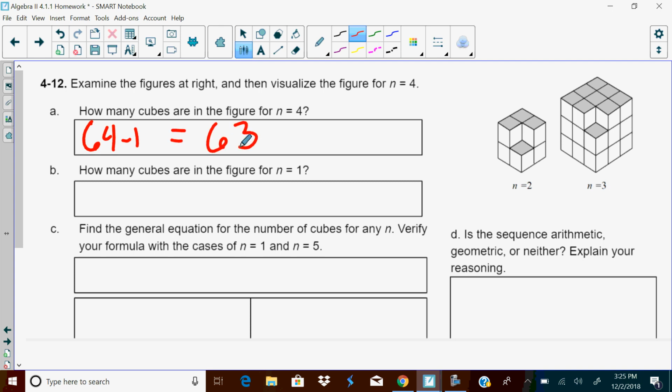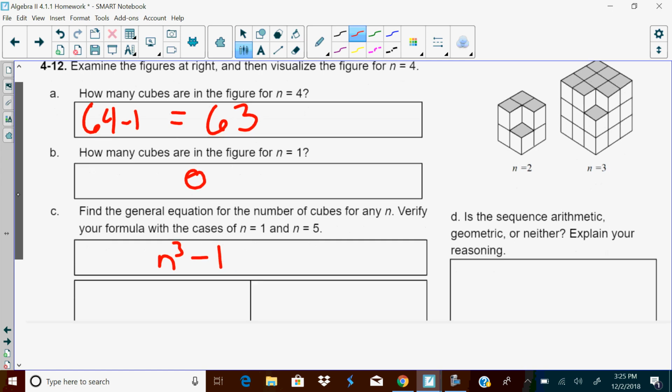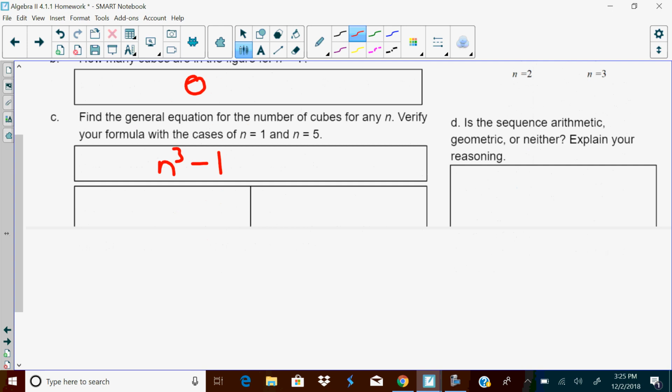It says how many cubes are in the figure for n equals 1. So it'd be a 1 by 1 by 1, which is 1, and then taking 1 away, it would have 0 in it. So it says find the general rule. So the rule is n to the 3rd power minus 1. So it says verify with 1. So I know 1 was 0. So if I do 1 cubed minus 1, I get 0. If I do 5 cubed minus 1, I get 124.